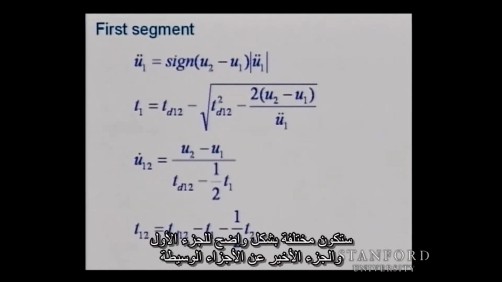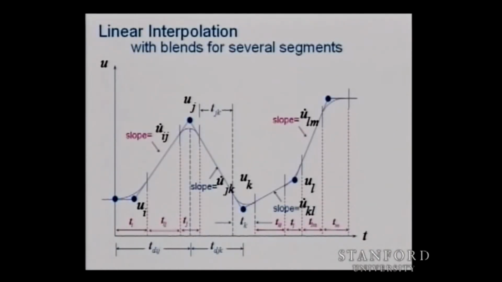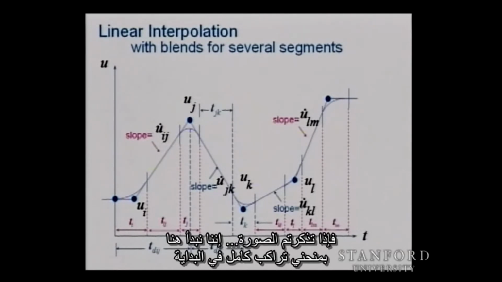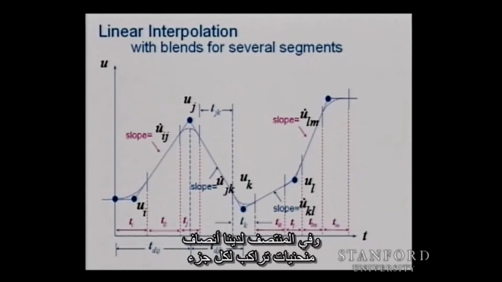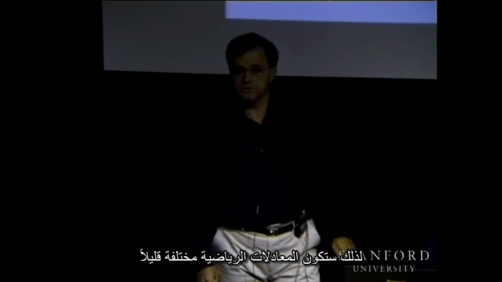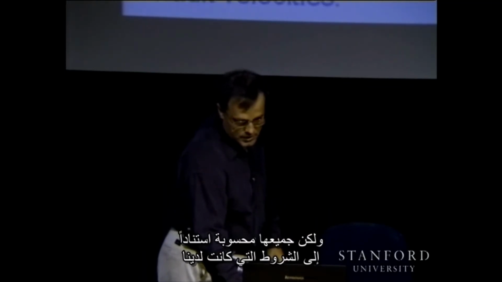They will be different clearly for the first segment and the last segment than the intermediate ones, because if you remember the picture, we are starting here with a full blend in the beginning, and we are ending with a full blend so that we can accelerate and decelerate smoothly. And then in the middle, we have half blends for each of the segments. So the formulas will be slightly different for the different ones. But it's all computed based on the conditions that we had.